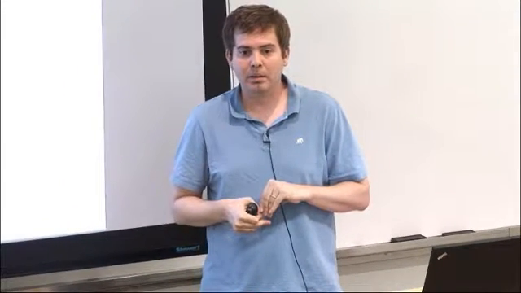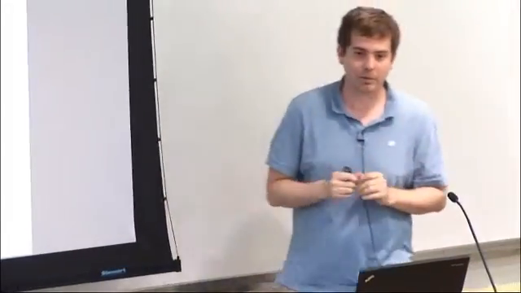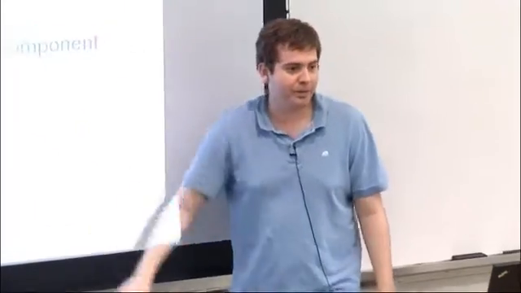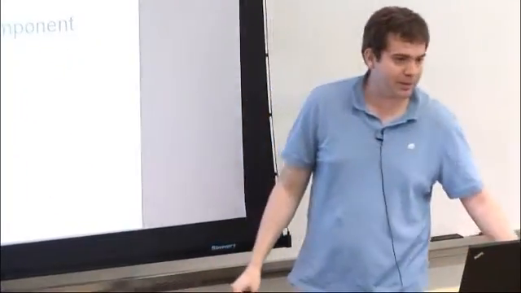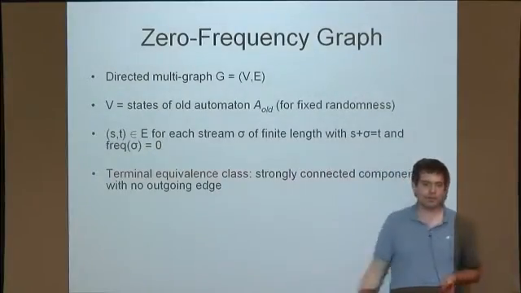But the ordering is completely arbitrary. So they should cancel out, basically. It's like no update at all, right? Yeah, so basically the net update in each coordinate is 0. Okay, so what we're going to do in this zero frequency graph is define a terminal equivalence class. Now what this is, it's just a strongly connected component in this directed multigraph with the additional property that there's no way you can escape. So there's no outgoing edge of this strongly connected component.